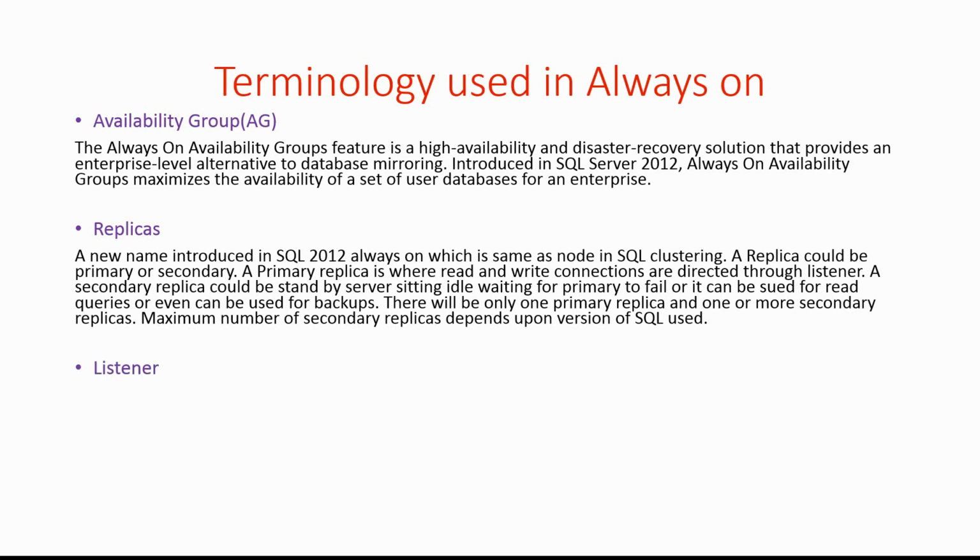Then the listener. The listener is a term which is used in Oracle. It's a process where, whenever clients connect, the listener knows where to go and make a call. So the listener in Always On is a DNS name which routes your traffic from a primary replica to the secondary replica. We can talk more about this in the demo and you will have more understanding of each of this terminology.